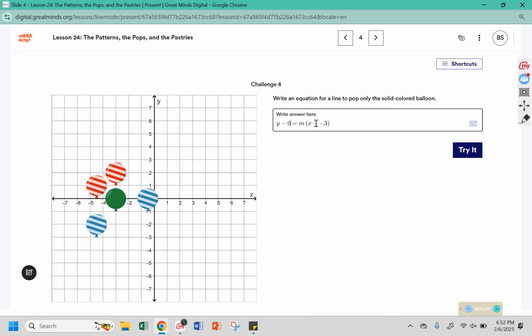You can change the minus and negative to plus. And then we need a slope. So here is my point. I might go up 1 and over 1, and down 1 and over 1, but I might intersect this if I use that slope. So we'll try a slope of 1 and see what happens. Oh, we ran into that balloon.